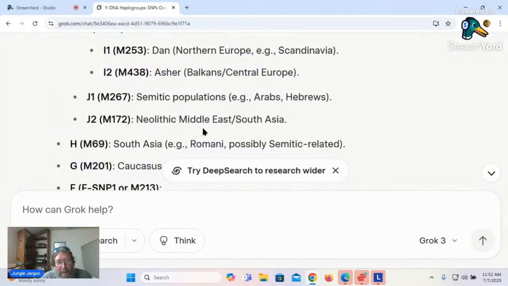J2, they don't like to admit that J2 is Israelite, but it is more than that, it is Judaic. J2 is Judaic. Specifically, M172, there's a whole lot more than M172 in J2. But M172, I have defined as the descendants of David and Solomon because it's the largest defining marker, or the largest S&P marker of J2. But there's other ones besides M172.